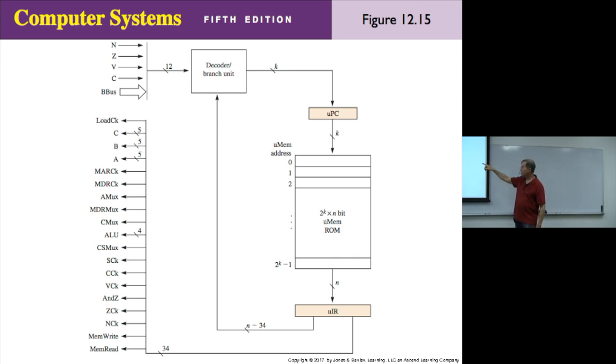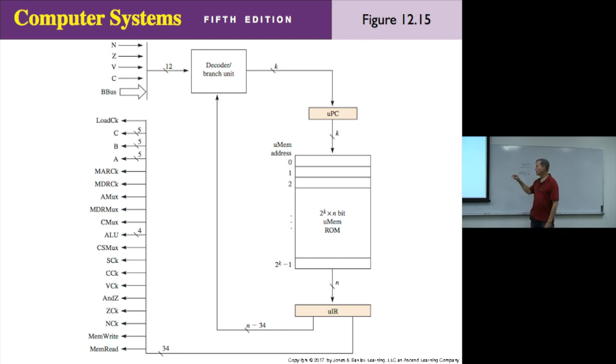And so those 12 lines coming into the decoder slash branch unit are the B bus coming in, and we also have the NZVC bits coming in. We need that information in order to know whether or not to execute a branch or just go on and not execute a branch. All those details are beyond the scope of this course. There are really interesting bit twiddling techniques to do that, but that's beyond the scope of this course.